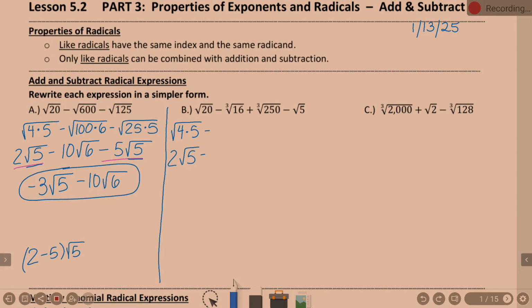How awake are your brains this morning? What'd they do to us? They put a cube root in the same problem. It's not very nice, is it? Okay. So now, you gotta shift your brain for a moment.